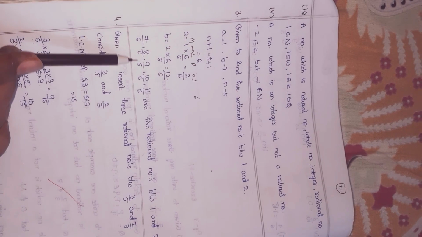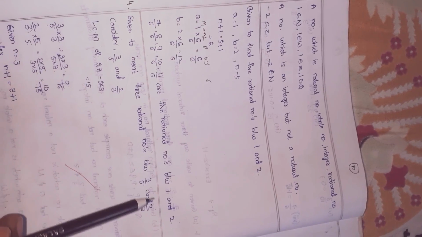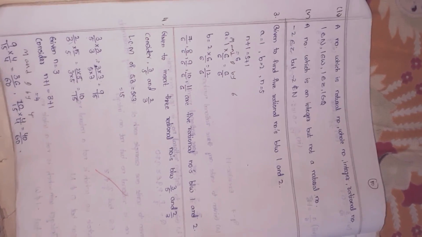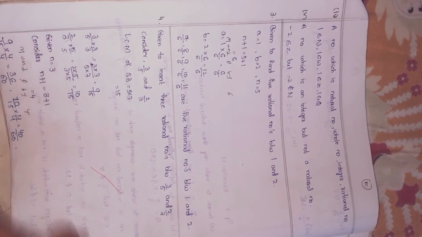So what are the numbers between 6 by 6 and 12 by 6? 7 by 6, 8 by 6, 9 by 6, 10 by 6, 11 by 6 are the 5 rational numbers between 1 and 2. So in this simplest method you can do, children, it is better. So these are the 5 rational numbers between 1 and 2.